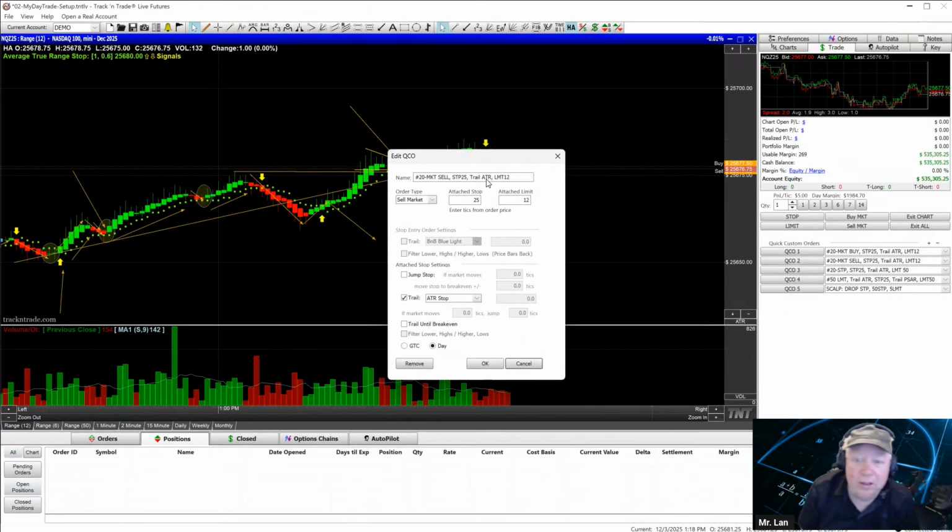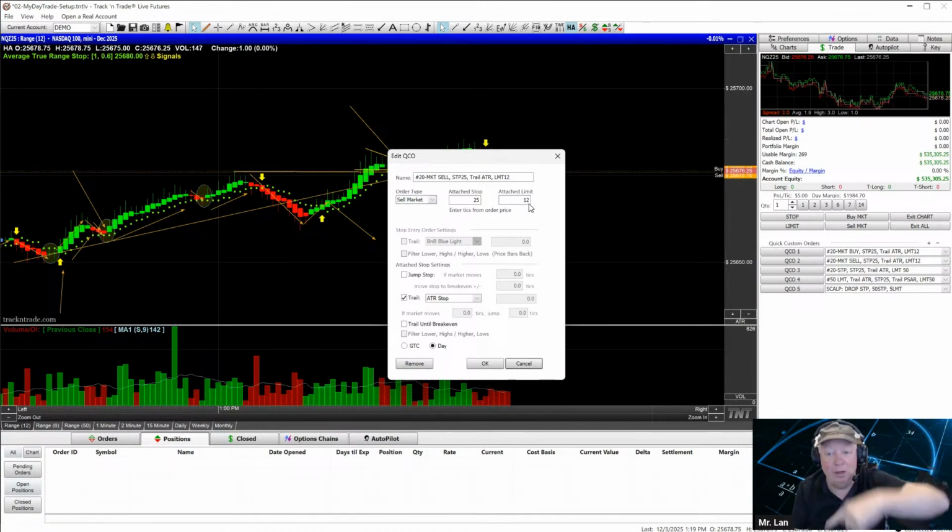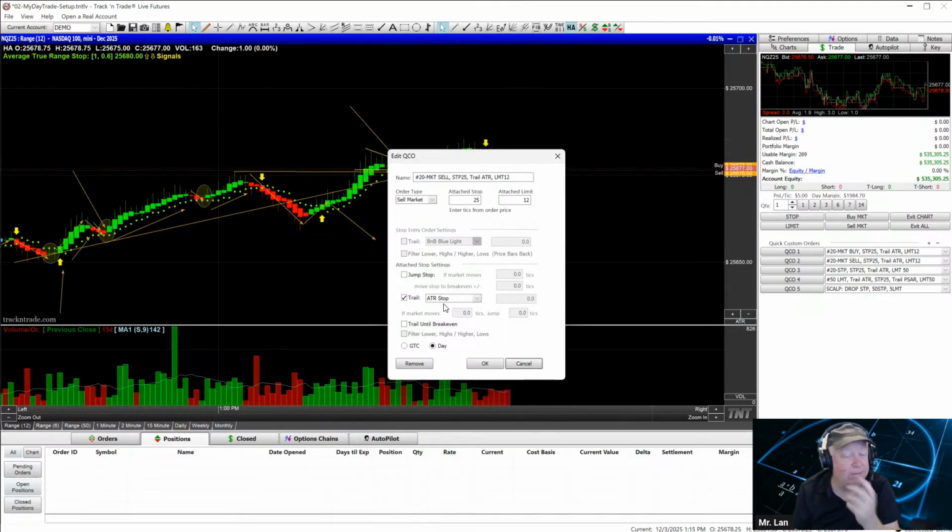Now this one is a sell market. Stop is 25, so it's going to put it above the market with a limit of 12 to take profits if the market goes down, and then it's going to trail on the ATR. So very simple stuff, right?